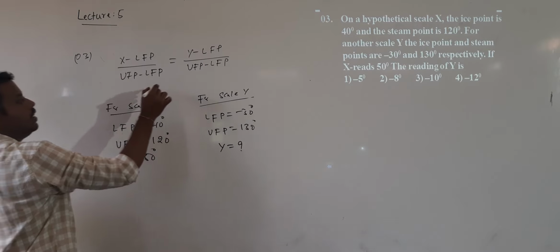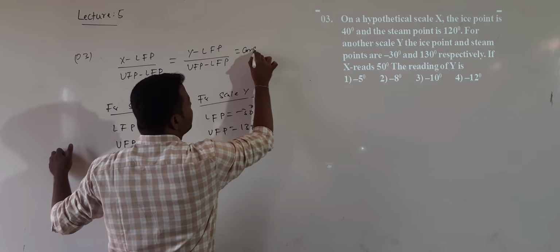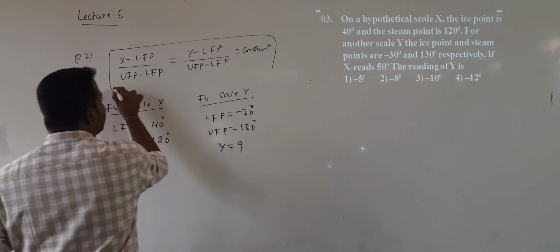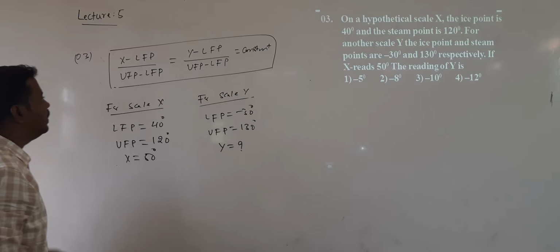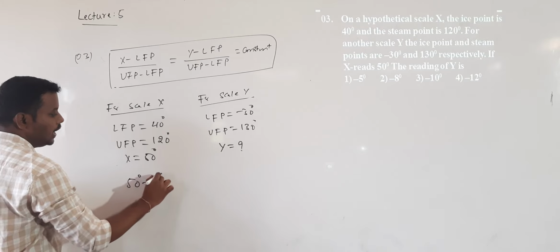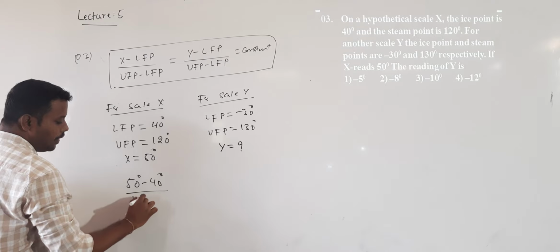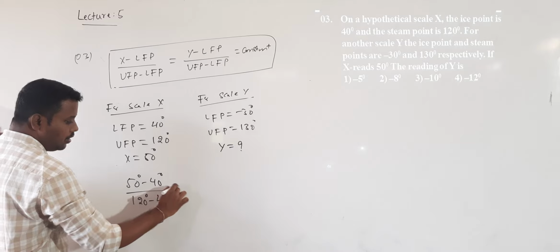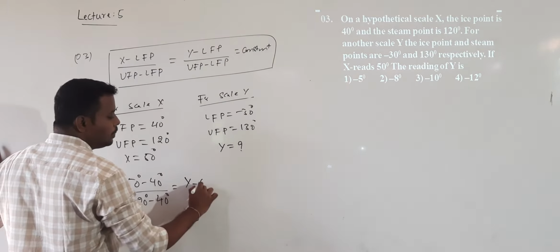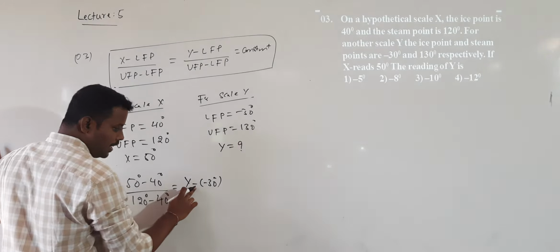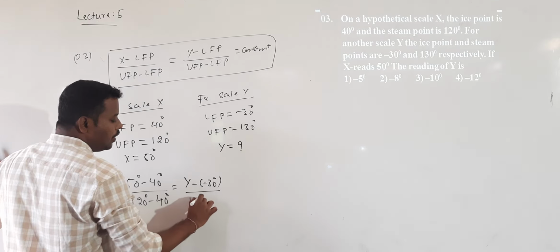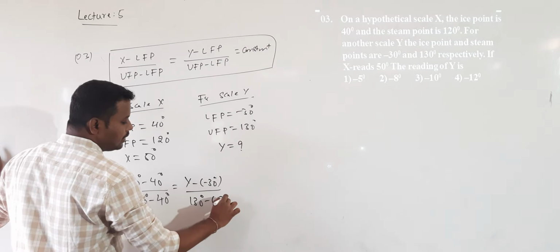So this is a general formula, and for any thermometer this value is constant. Can I substitute the values in this formula? The x value is 50, minus lower fixed point 40, divided by 120 minus 40, will be equal to y, which we don't know. Y minus the lower fixed point of -30, divided by the upper fixed point 130 minus of -30.